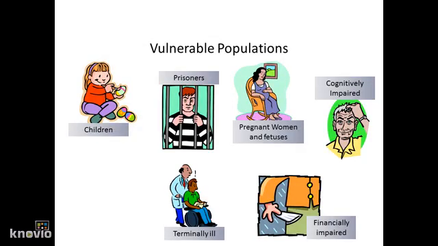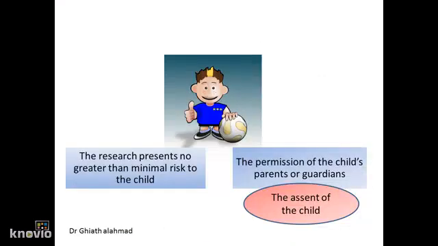One needs to be concerned about different types of vulnerable populations. This includes children, prisoners, pregnant women and fetuses, the cognitively impaired, those who are financially impaired, and those who are terminally ill, which are just a few of the types of vulnerable persons.